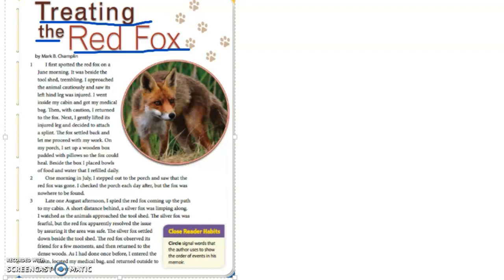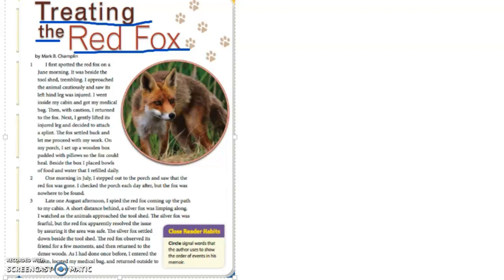The first thing I highlighted is our title. I went with our unravel strategy and you underline the title. The title says treating the red fox. Treat, the verb in the title, could mean more than one thing. Treating can be something yummy you get when you've done something good, or a treat can be something a doctor or a nurse does in case you are sick or injured.